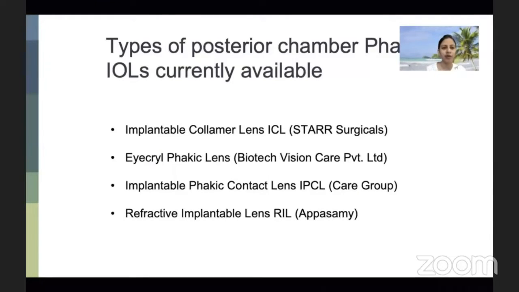Posterior chamber phakic IOLs were launched in the 1980s, driven by the complications associated with angle-supported phakic IOLs. By positioning the phakic IOLs further back and away from the cornea, it was hypothesized that the risk of corneal complications would diminish. Types of posterior chamber phakic IOLs currently available include the implantable Collamer lens by Star Surgical, Icryl phakic lenses by Biotech Vision Care, the implantable phakic contact lens or IPCL by Care Group, and the refractive implantable lens by Appaswamy and Associates.